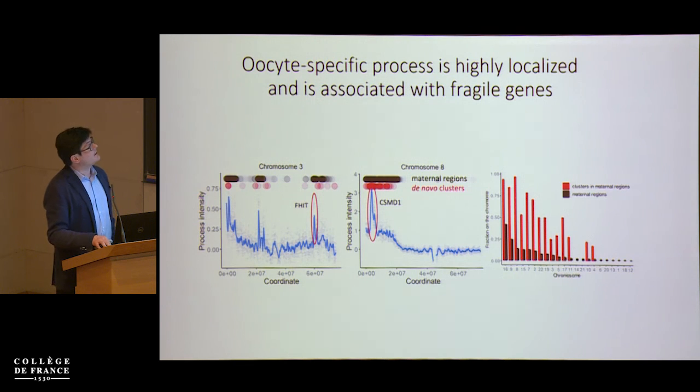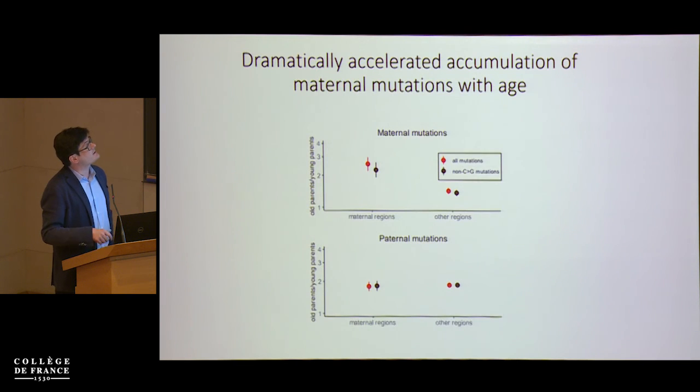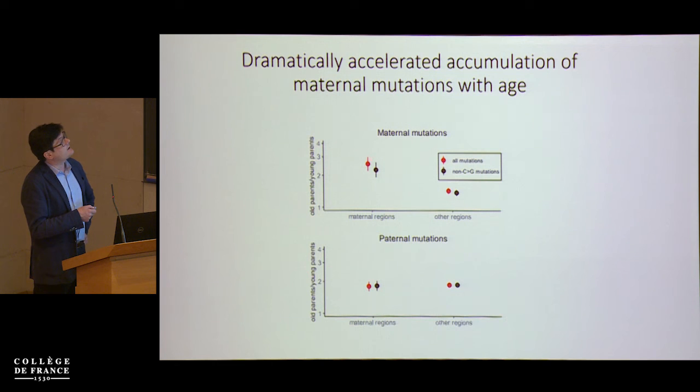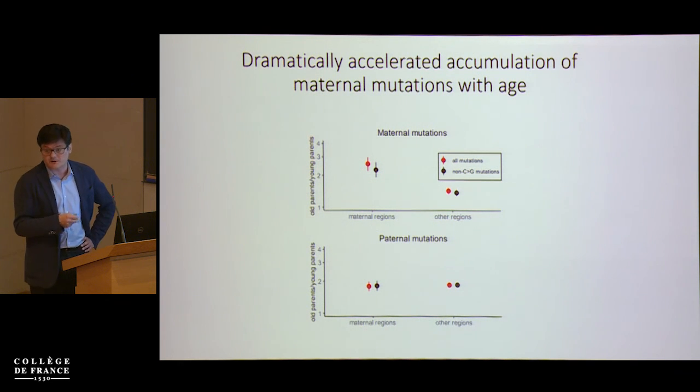And another feature of maternal inheritance is that if we look at maternal age, then in these regions, the difference between older parents and younger parents is striking, but only for maternal mutations, and there is no difference for mutations of paternal origin. And this is not only C2G. C2G is a big part of the story, but if you exclude them, other mutations in the same regions behave the same way.